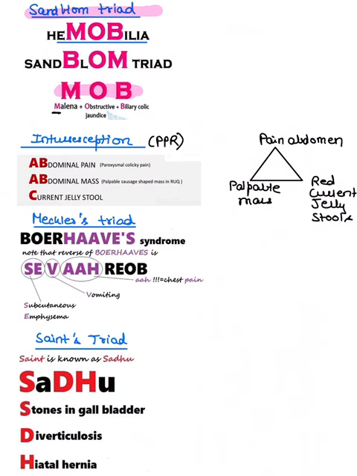MOB. M is for melena, because there is blood, so there will be dark colored stool. Okay, obstructive jaundice and biliary pain, biliary colic. Now coming on to the next one, intussusception.